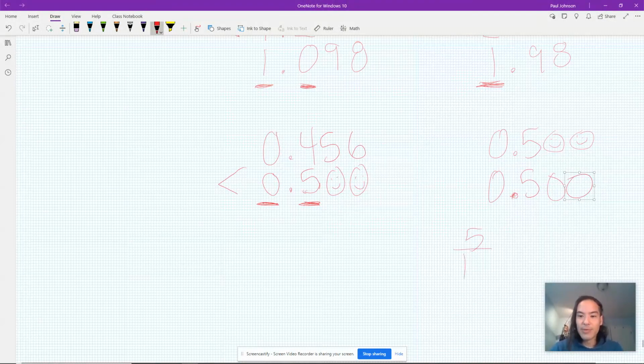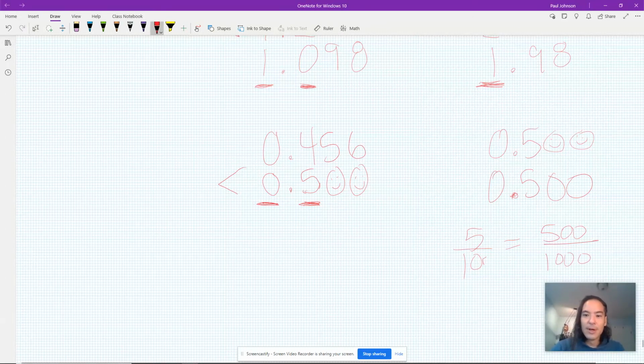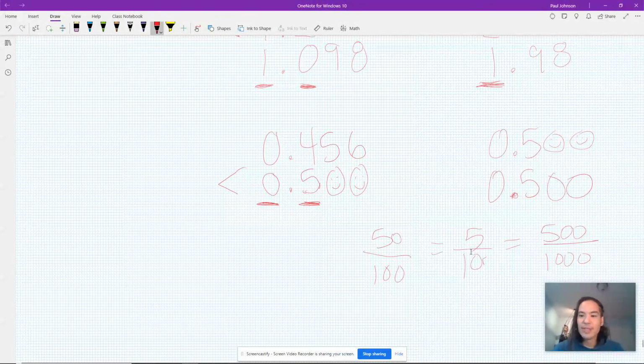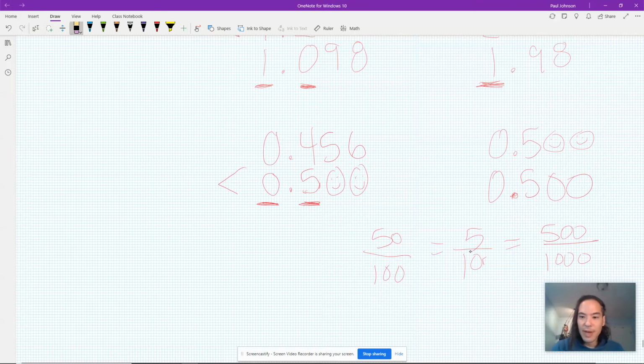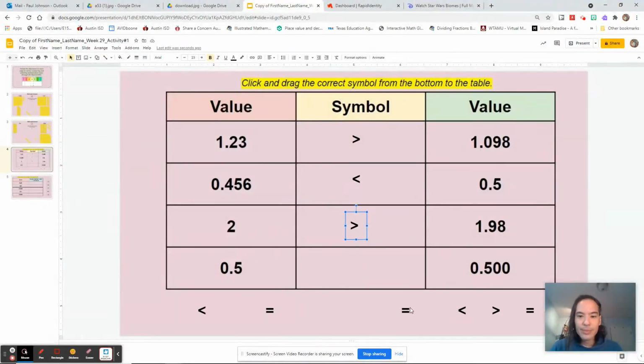All right. Same thing with fractions. 5/10 is equal to 500 1,000ths. Also, 50 100ths is equal to 5/10, which is equal to 500 1,000ths. It's all the same. So these two are equal. So the equal sign. All right.